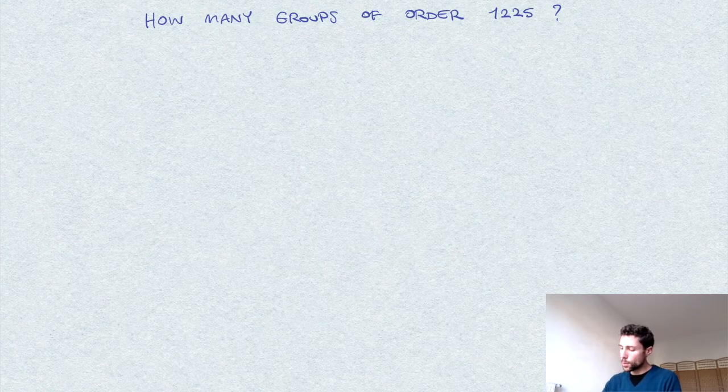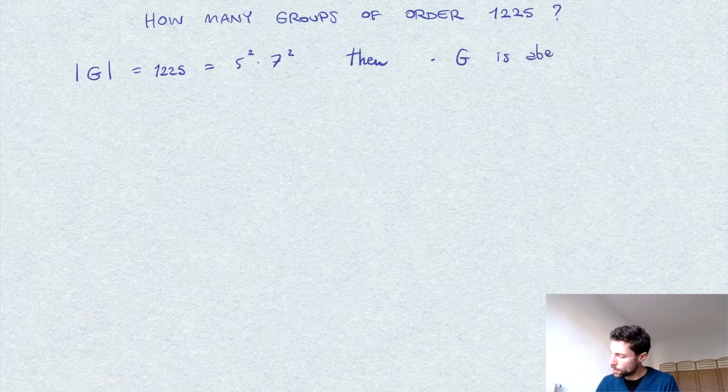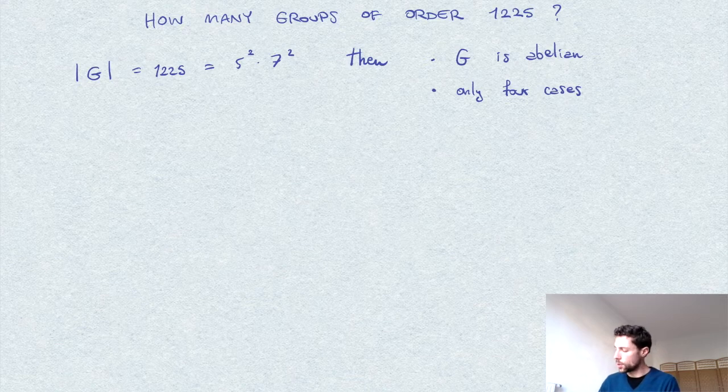So specifically, suppose we have a group G of order 1,225, which can also be written in prime decomposition as 5 squared times 7 squared. So then what we prove is that, first of all, all such groups are abelian. And also there are four cases. Only four such groups, of course, up to isomorphism.